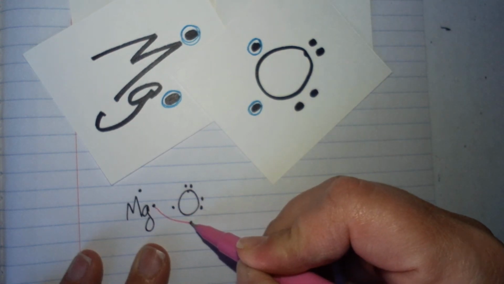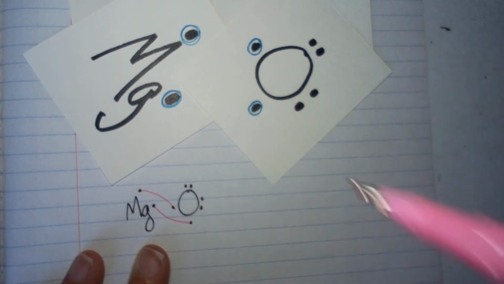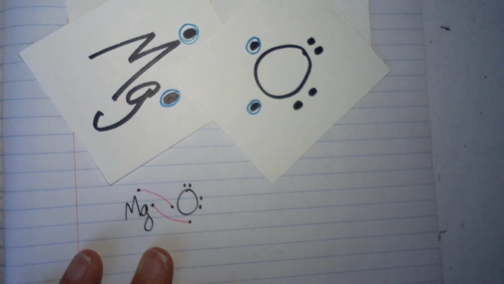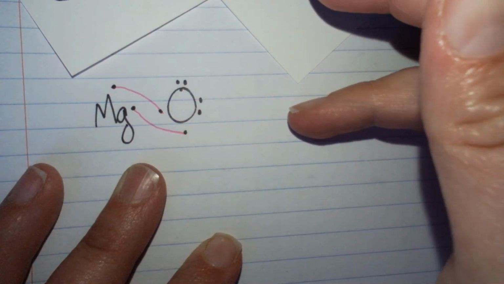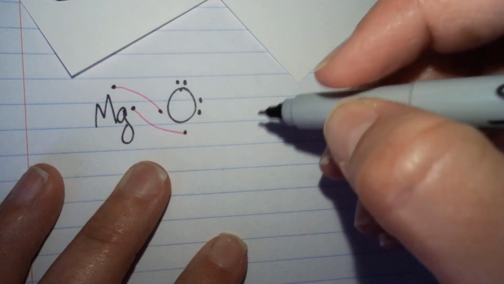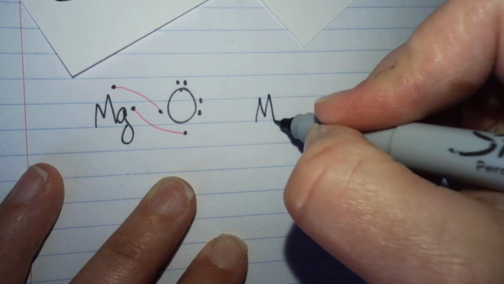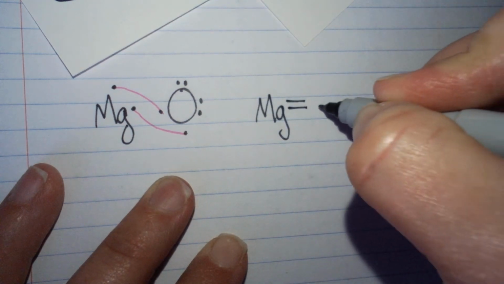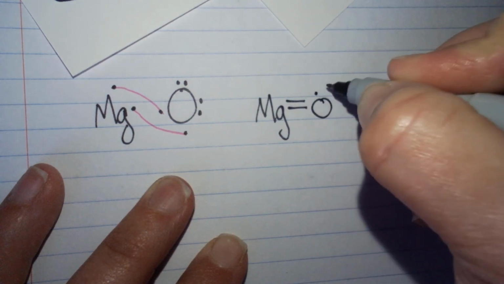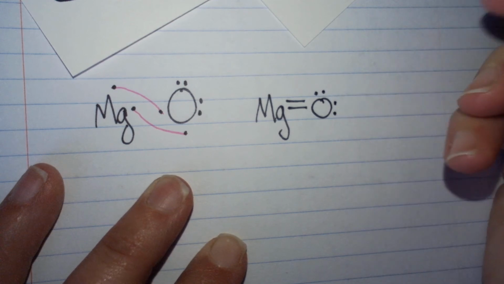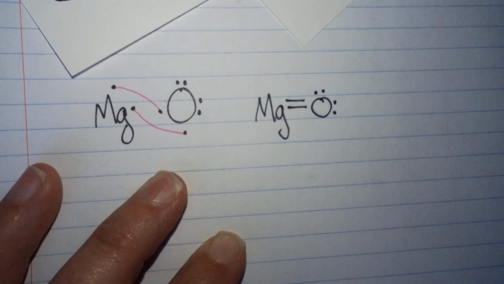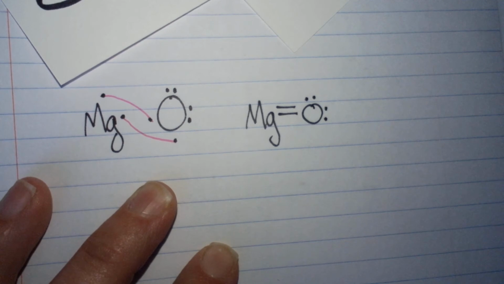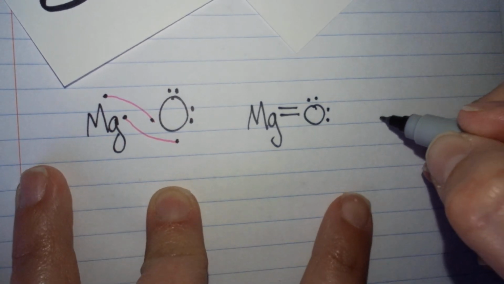Going to have a bond with this lonely electron and this lonely electron. And then we will rewrite it. How many lines go between magnesium and oxygen? 2. So we're going to say magnesium, 2 lines, oxygen, and oxygen still has its extra pairs. Eventually, this is going to lead to you writing chemical formulas like this.